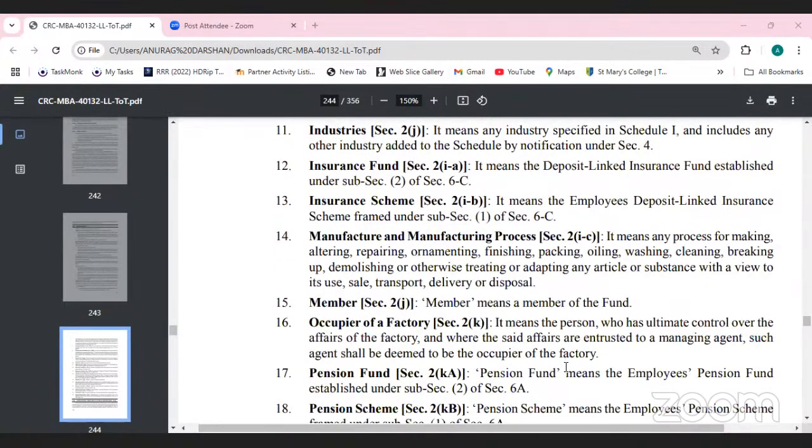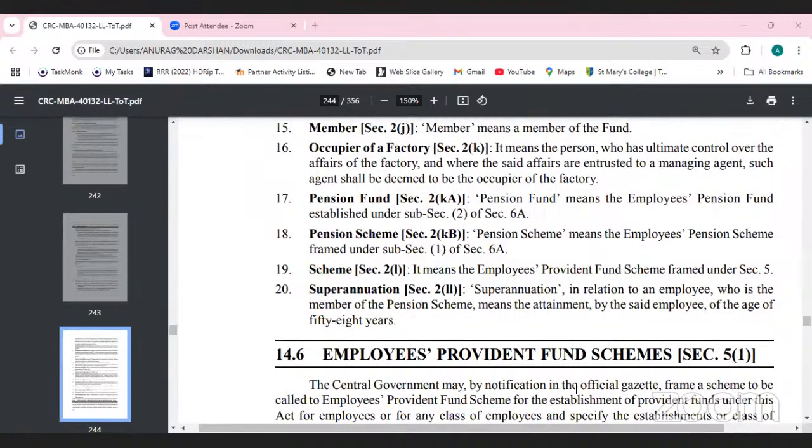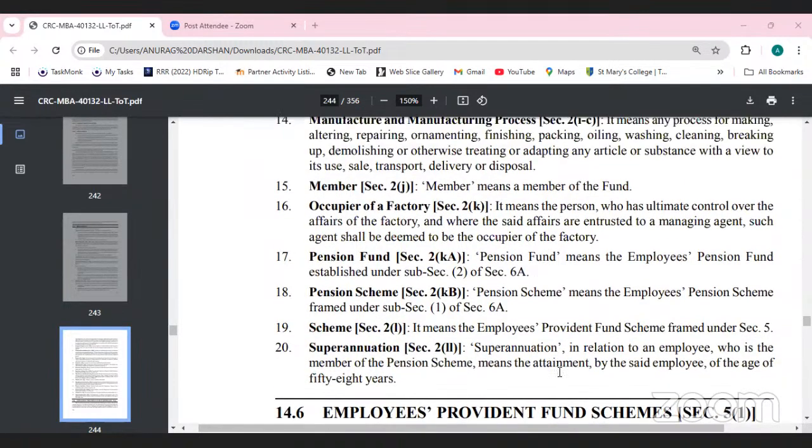A member means a member of the fund. Occupier of a factory means a person who has ultimate control over the affairs of the factory. Pension fund means the employees' pension fund. Pension scheme means the employees' pension scheme framed under Section 6, subsection 1. Scheme means the employees' provident fund scheme framed under Section 5. Superannuation, in relation to an employee who is a member of a pension scheme, means that he has attained the age of 58 years under the employment terms.